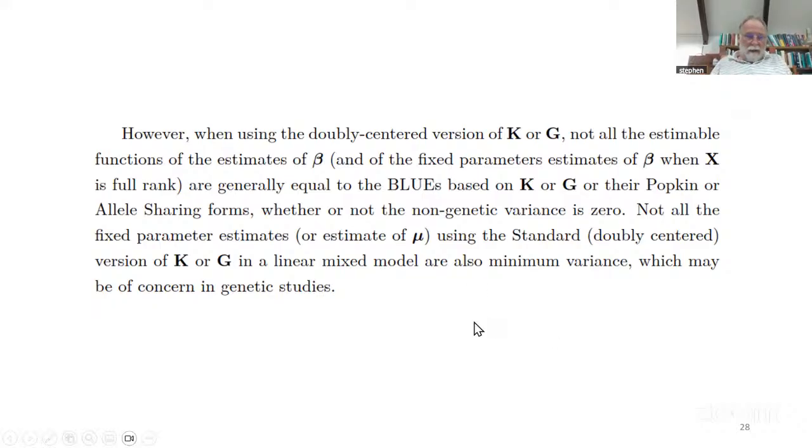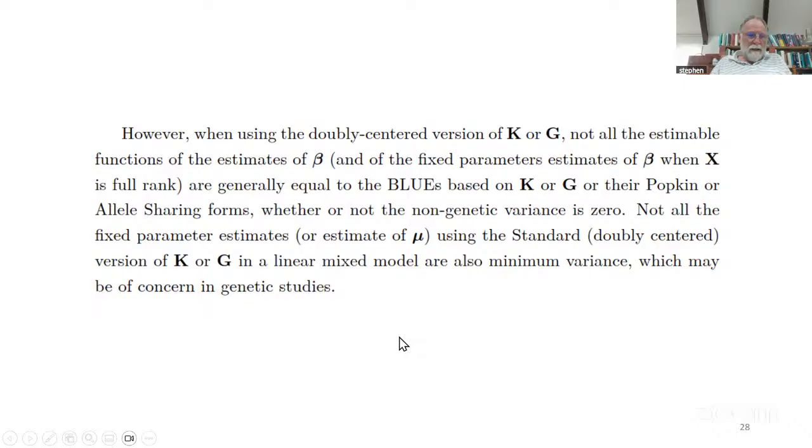If we're using the standard estimator in Rao, you're using the double-centered version of K or G. We can't get all the functions of estimable parameters of beta, but it turns out that we can get something out of it. What we can get is some of the BLUEs are retained, particularly the slope or anything that's not the intercept, if we've got more columns in X, more SNPs being looked at once.